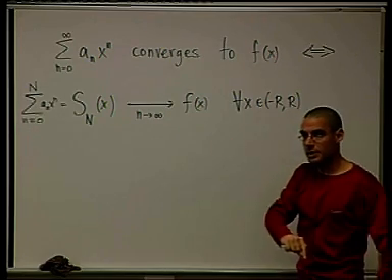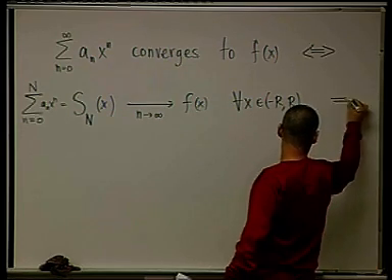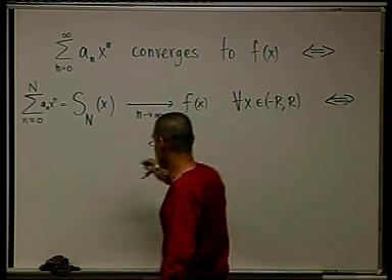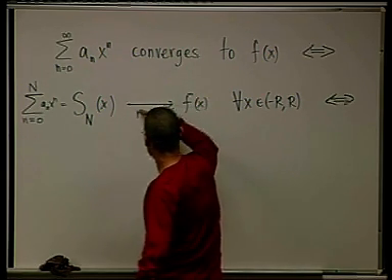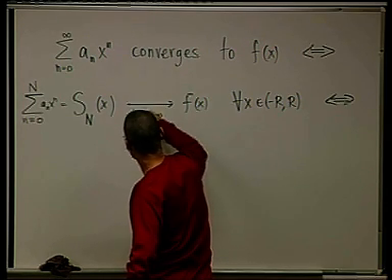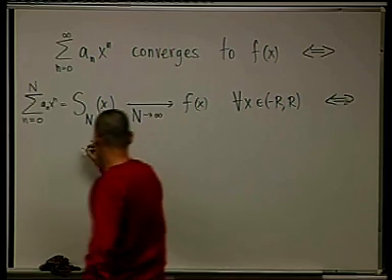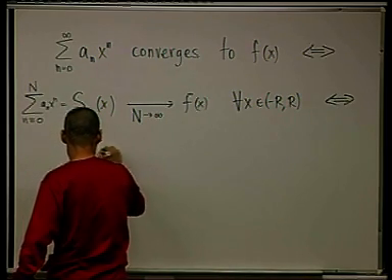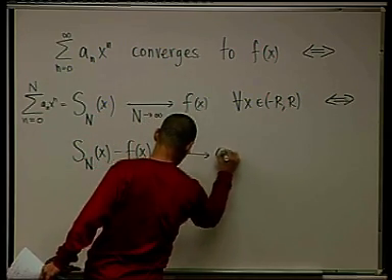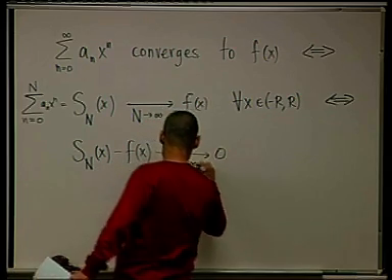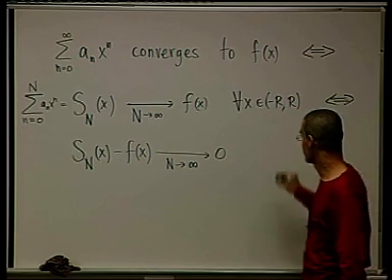Do you agree to this? This is if and only if saying that S_N(x), the partial sums, converge to f is the same as saying S_N minus f converges to 0. Do you agree to this? For any x.